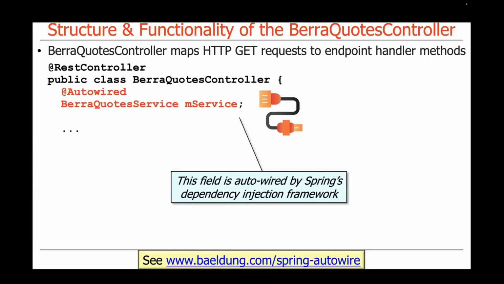Another important annotation we have is the auto-wired annotation, which indicates that the mService field of type BerraQuotes service will be automatically connected together by Spring's dependency injection framework. Remember, Spring is a dependency injection approach. And so by saying auto-wired, it will take care of creating an instance of the BerraQuotes service and then connecting that instance to this field.